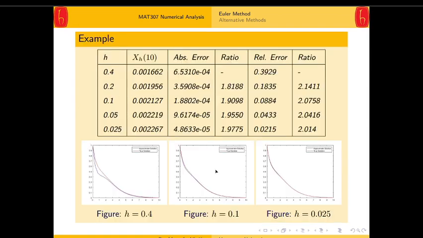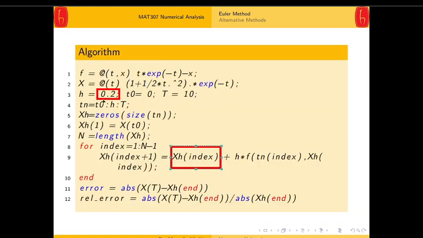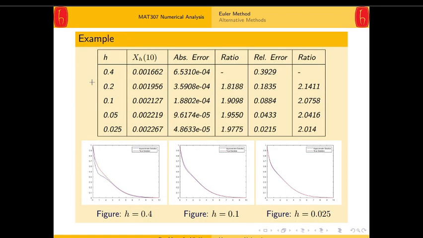Okay, so this is the code. What does this code give us if we change h values? So first we choose h is equal to 0.4. When we do that, this will be equal to the computed solution. This will be our computed solution at t equal to 10, and the absolute error will be equal to this quantity, and the relative error will be this quantity here.